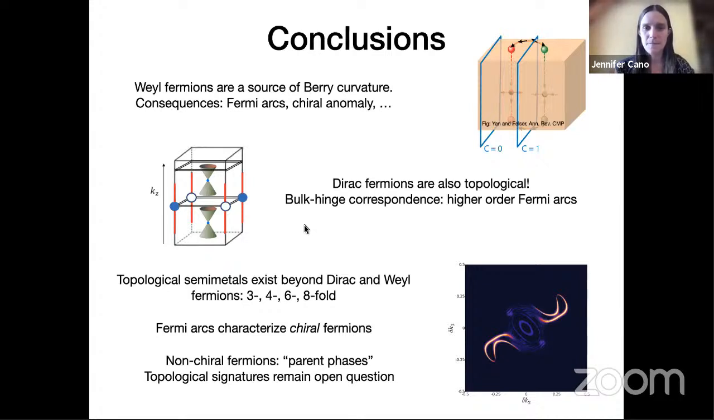Thanks. Okay. Thank you. Iriam Sanchez asks, since Weyl fermions can be considered as monopoles of Berry curvature, what would be the geometrical interpretation of Fermi arcs and their chiral characterization?